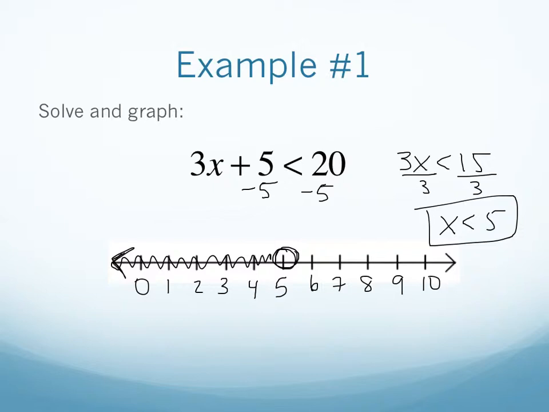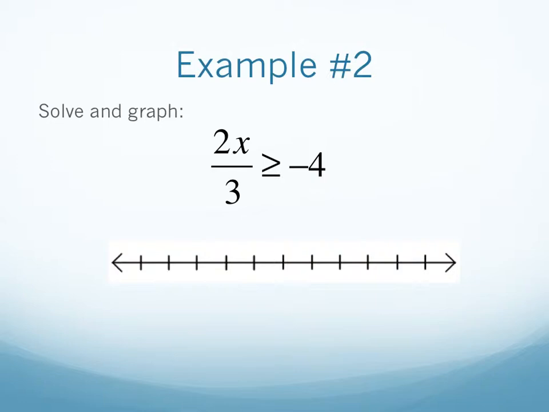Just a quick note, this is a less than sign. This one is a greater than sign. The side with the opening is always the bigger side. So for example, the 5 is near the opening, so 5 is bigger, which means x is less than. Let's try another example.